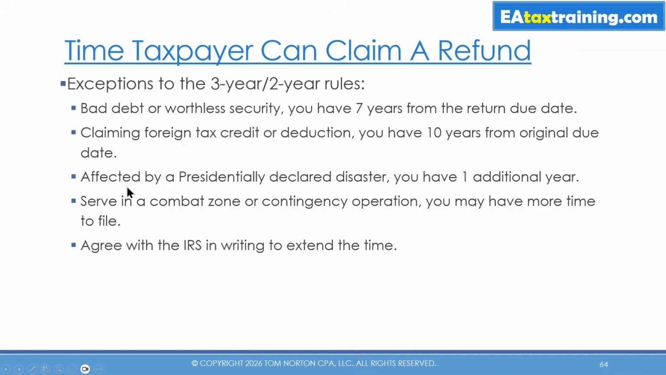If you have been affected by a presidentially declared disaster, then you've got 1 additional year, and that's when the IRS will put out one of those announcements to tell you that. If you serve in a combat zone or contingency operation, you may have more time to file. We talked about the specifics of that back in part 1. Or if you agree with the IRS in writing to extend the time. So remember, we said you might be negotiating with the IRS and you may give the IRS extra time to assess. A lot of times what they will do in return is give you as a taxpayer extra time to file a refund. So it's kind of a give and take in a negotiation.